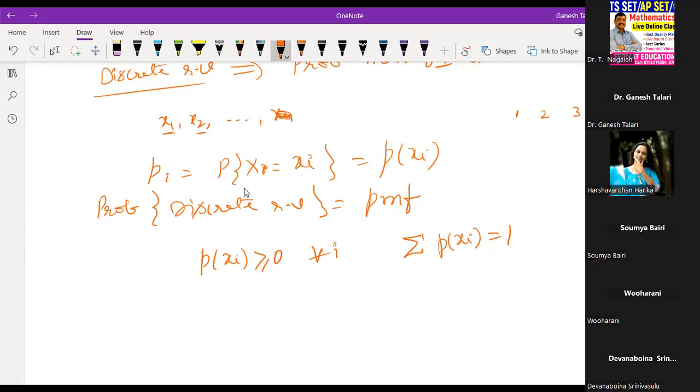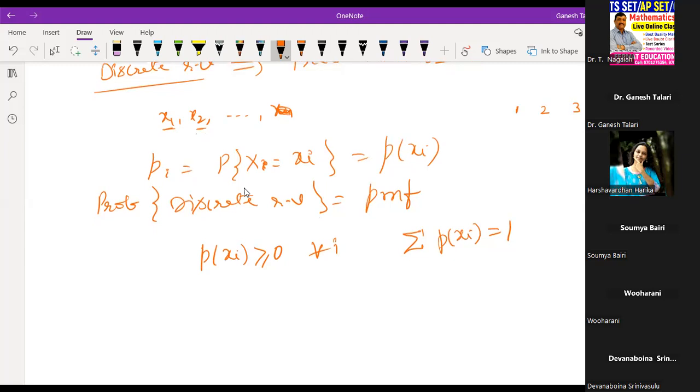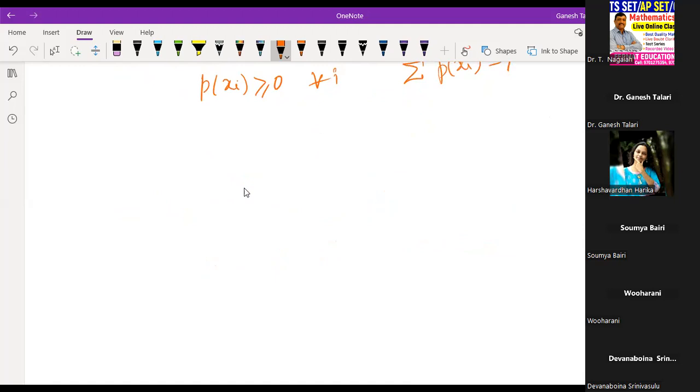Okay. Now, from this, we can draw the discrete distribution function. How can you write the discrete distribution function? Capital F of x is equal to the summation over i, where x_i is less than or equal to small x, of p_i. What does that mean? You can take a graph of this one.